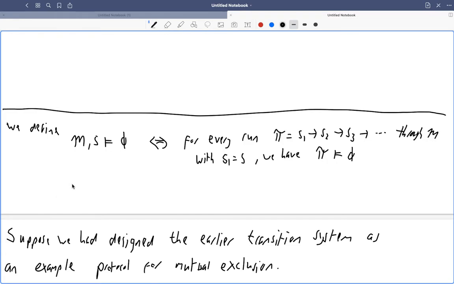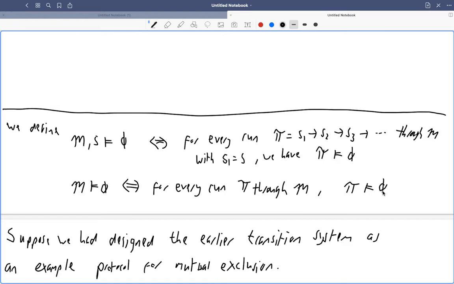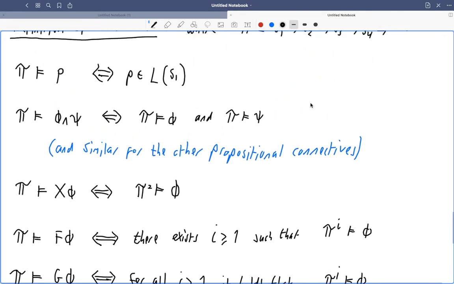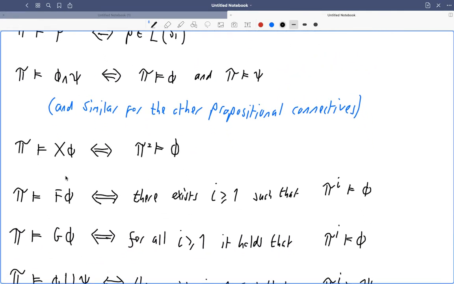And we can even also have another notation, just M satisfies phi if and only if, if we ignore the start state, so just every run of the system from every possible start state. So this is for every run pi through M, pi satisfies phi. So the idea here is the semantics itself, the satisfaction relation, the basic one, is defined for a given run.